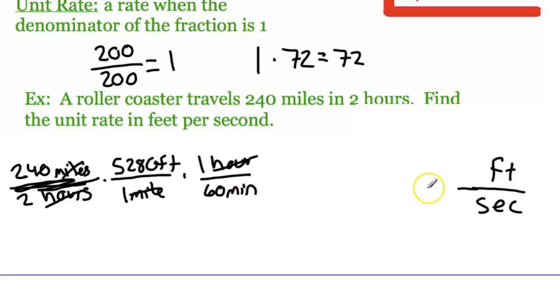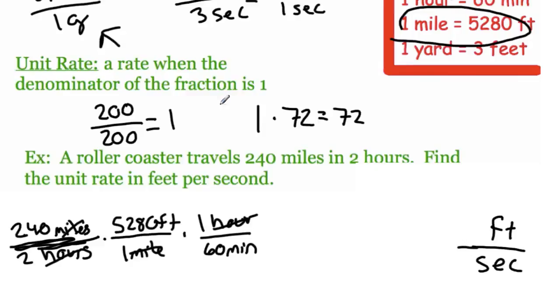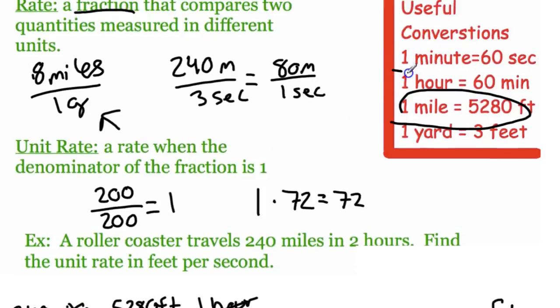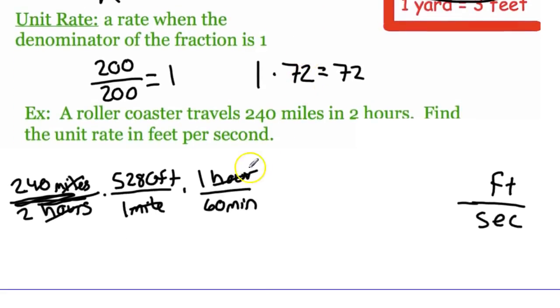Now I have feet in minutes. Well, that's closer, but I still don't have seconds. So let me go back up to my conversion chart. 1 minute equals 60 seconds. I'll use that one. So on the top, I will put 1 minute because the minutes will cancel. And that was for 60 seconds. So minutes gone, minute bye-bye. Now I have feet and seconds. That's what I have over here.